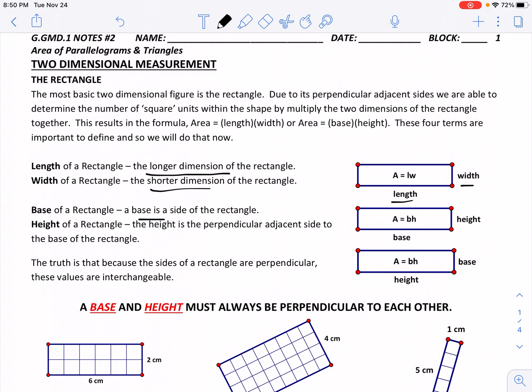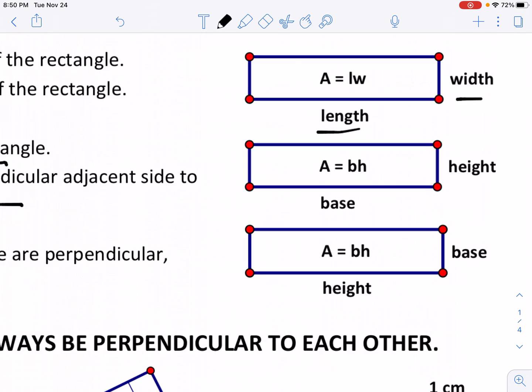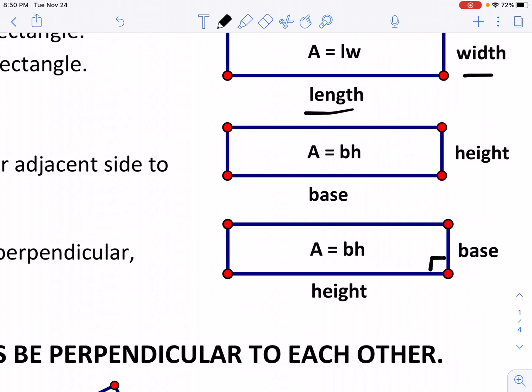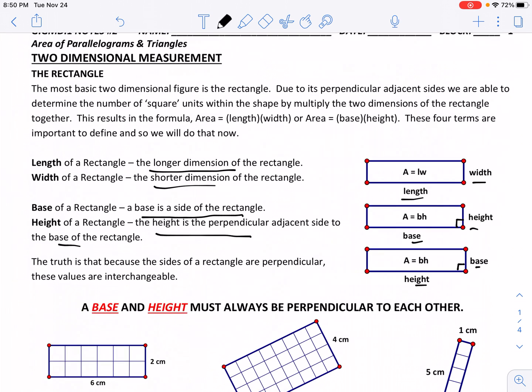Now, the base is just some side. Usually we're talking about the bottom side in terms of our orientation, but the height always has to be perpendicular, form a 90-degree angle with the base, okay? So the height always has to form that 90-degree angle with the base, wherever that happens to be, okay? So notice in those two examples, the base forms a perpendicular angle with the height, and the height forms a perpendicular angle with the base. But the area is still the same. It's still base times height to find the area of a rectangle, okay?